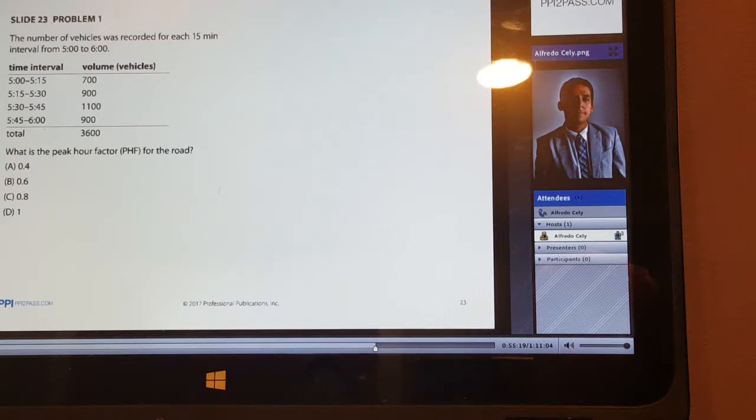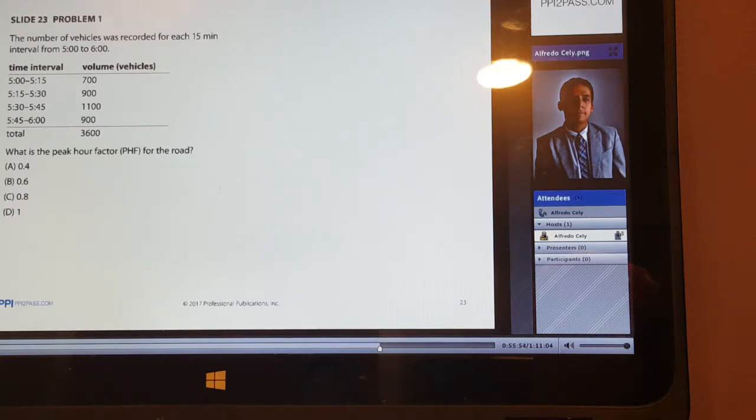Now, how about we go through a problem to test the concept we have reviewed so far. So this will be our first problem on the geometrics lesson. So let's go through it. The number of vehicles was recorded for each 15-minute interval from 5 to 6. So let's just say from 5 p.m. to 6 p.m., our afternoon peak, right? And the time interval is shown on the left column of the table, and the volume in vehicles is shown on the right column of the table.